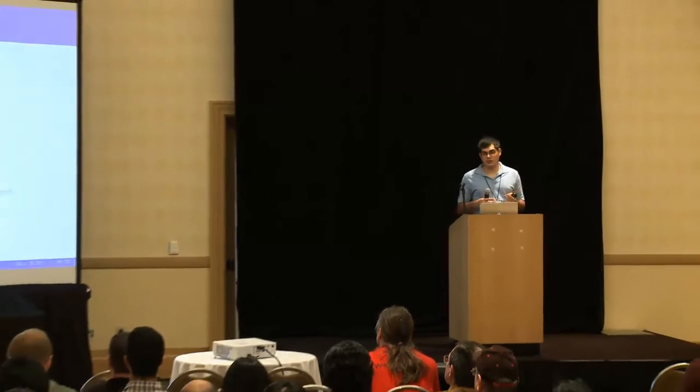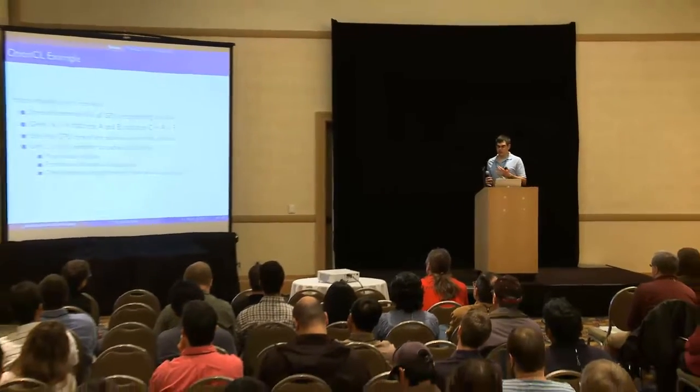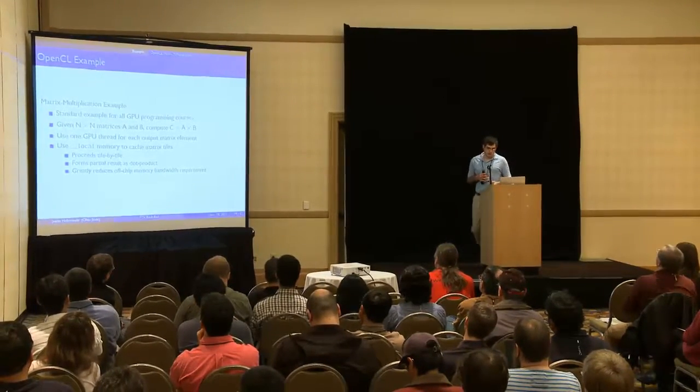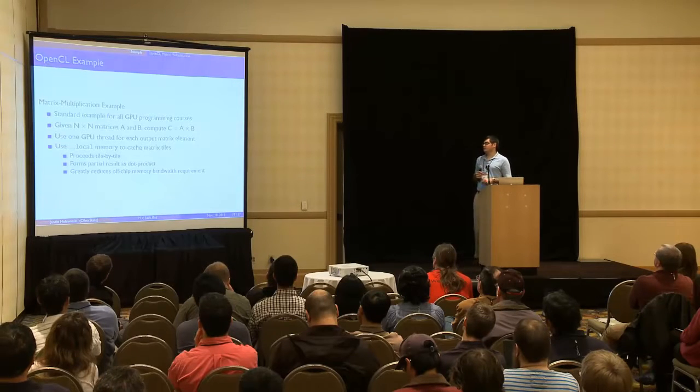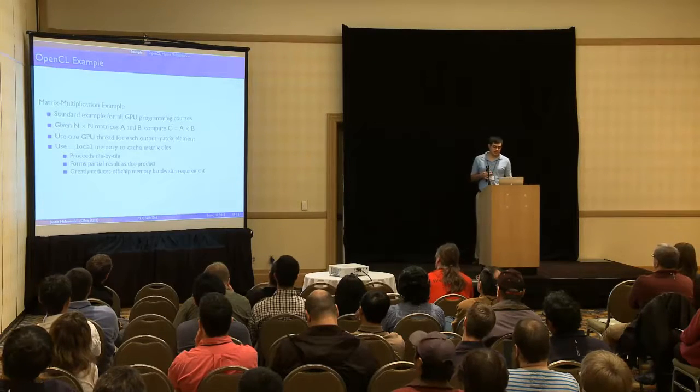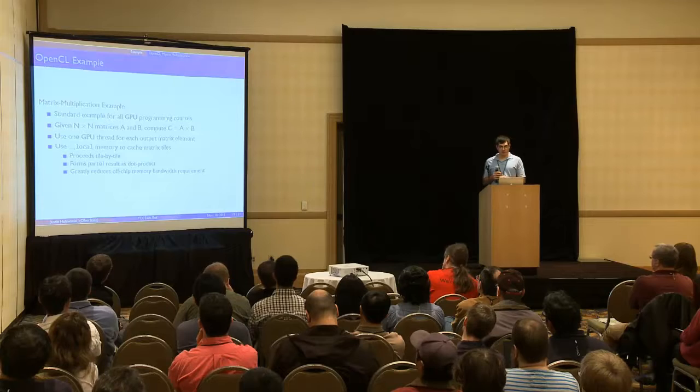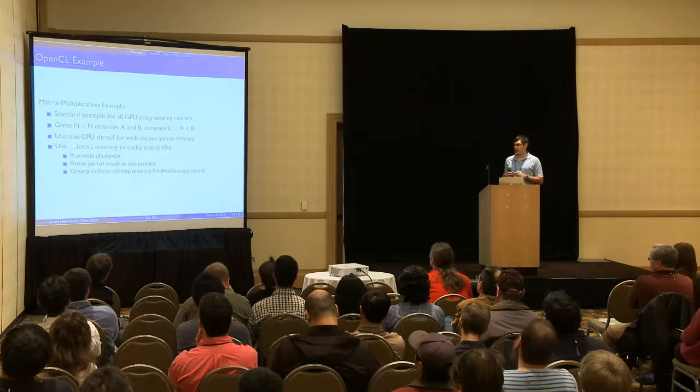So we're going to look at a matrix multiplication kernel written in OpenCL. When you look at a matrix multiplication example, of course, this is the most commonly used example whenever you take any kind of GPU course. And to make things simple, we're just going to say we have square matrices of size n by n, and we want to compute C as the product of A and B.